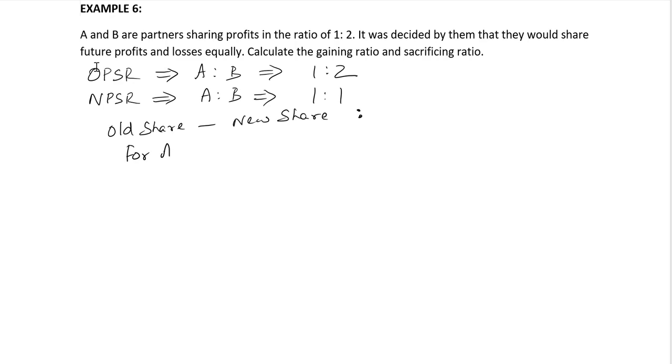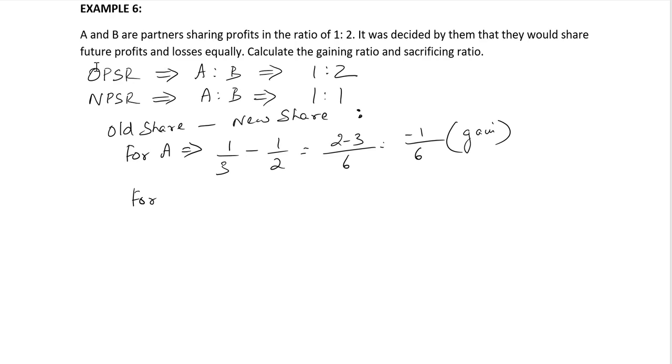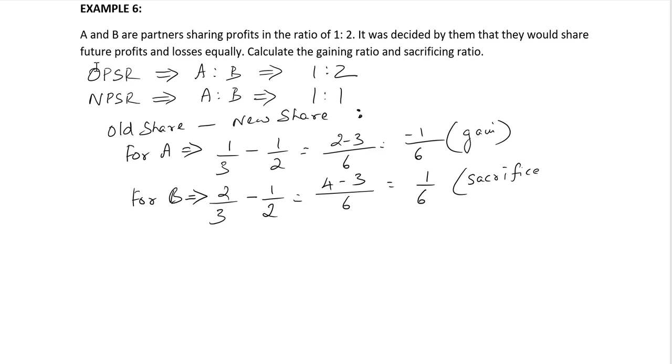For A, old share is 1/3 minus the new share is 1/2, which is equal to a negative 1/6. Therefore, A gains. For B, old share 2/3 minus the new share 1/2, a positive 1/6. So B sacrifices. Therefore, we can't get a gaining ratio or sacrificing ratio, but we can write who gains and who sacrifices. So gain of A is 1/6 and sacrifice of B is also 1/6.